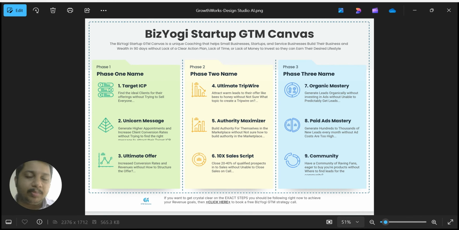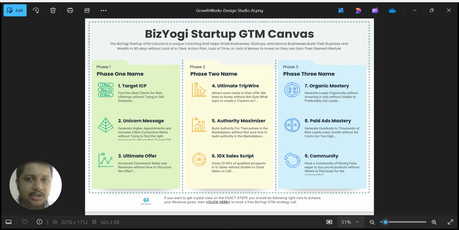Because without a GTM plan in place, you're going to be expending a lot of effort in terms of generating more leads, but it won't get the same results. But with this, you can work on it very precisely and get a very targeted response and generate very targeted results in your business.